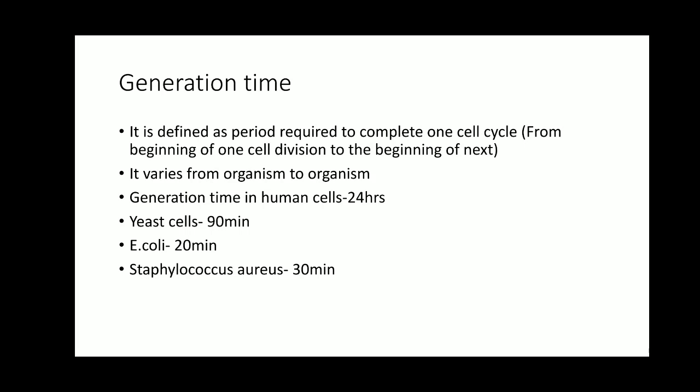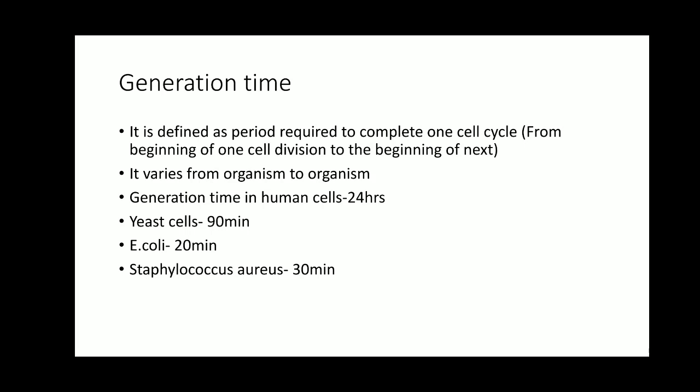If we see the generation time in yeast cells, the cells are going to double every 90 minutes. So in 90 minutes the yeast cell will complete one complete cell cycle. From the beginning of one cell division, it is going to produce two daughter cells, and then enter into the next cell division. The two daughter cells will further undergo cell division after 90 minutes, right? So 90 minutes is the generation time for yeast cells.